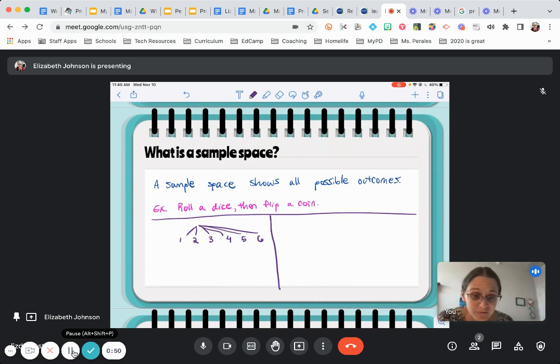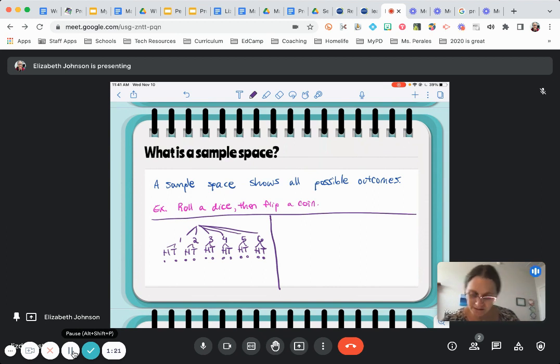And then after that, I'm going to flip a coin. And so I could get heads or tails with the 1. I could get heads or tails with the 2, heads or tails with the 3, heads or tails with a 4, heads or tails with a 5, and heads or tails with a 6. Now let me draw my little lines in there. So let's see how many different outcomes there are. 1, 2, 3, 4, 5, 6, 7, 8, 9, 10, 11, 12. So there are 12 different results that I could get if I roll a dice and then flip a coin.